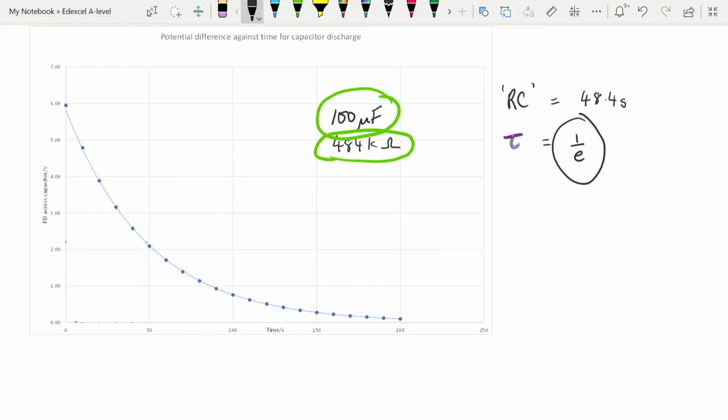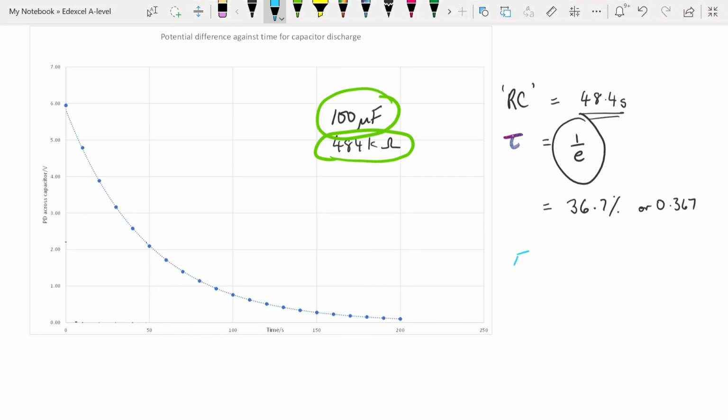What this RC value tells me is that for this circuit, it should take 48.4 seconds to fall to 1 over e of its original value. And 1 over e is 36.7%, or 0.367. So if you multiply your original value by 0.367, then you should get what your value is after one RC. Sometimes you see that just rounded to 37%. You can use either one simply because there's usually a bit of uncertainty in capacitor circuits anyway.